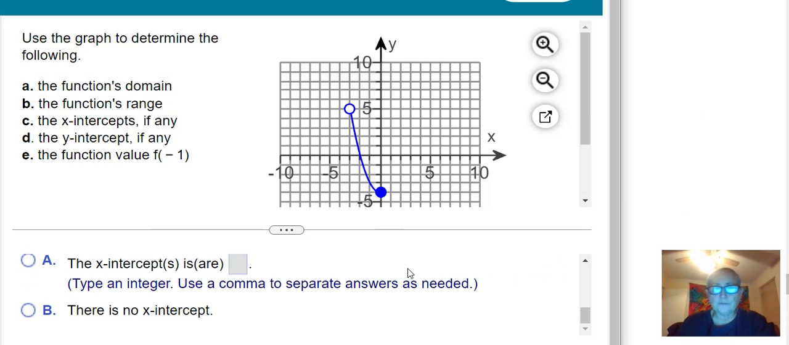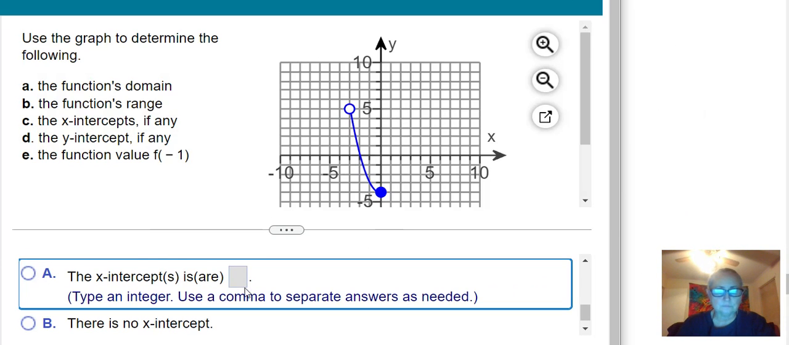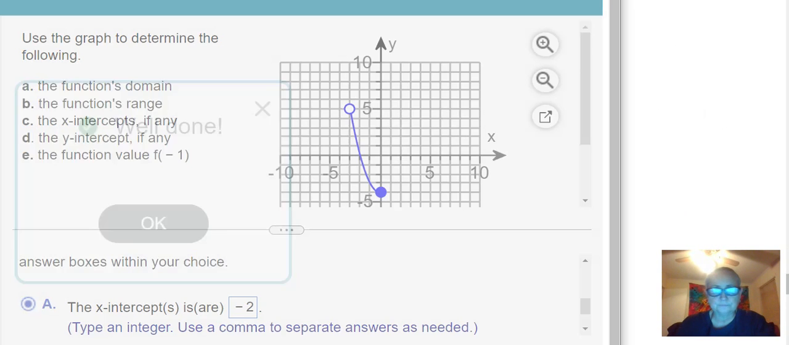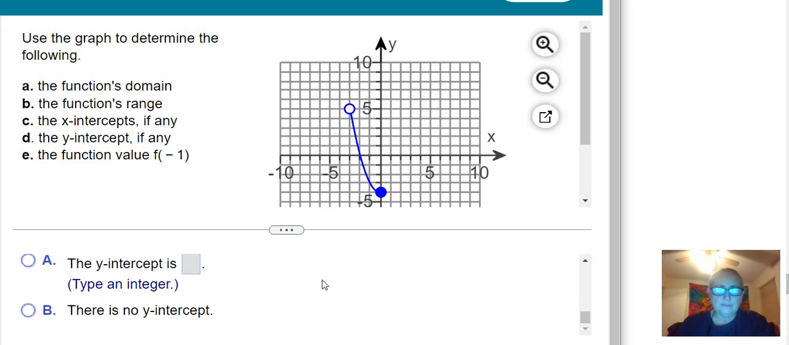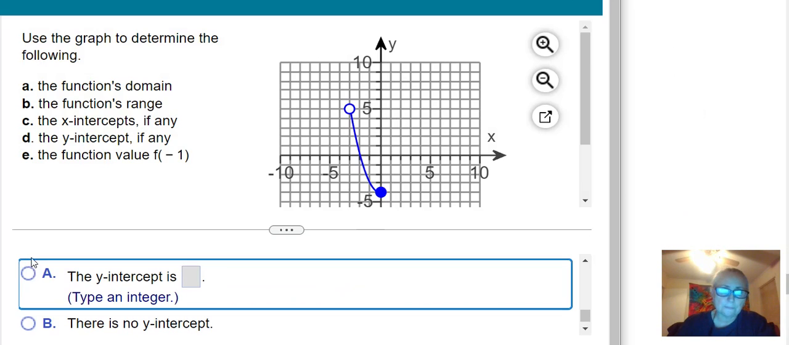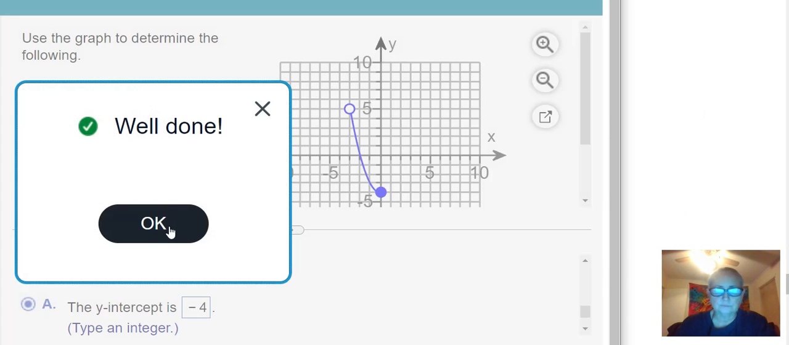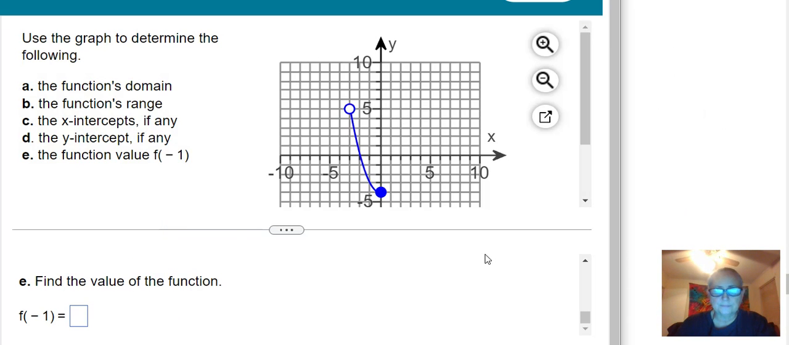All right, what are the x-intercepts? Well, look, it only crosses x at this one spot. -2. They don't want us to write an ordered pair. They just want us to write the number. Okay. And then the y-intercept, well, here it is. It's the one I almost missed a minute ago. Well, I did miss, -4. Check my answer. Got it right that time. Okay, so those are the concepts.